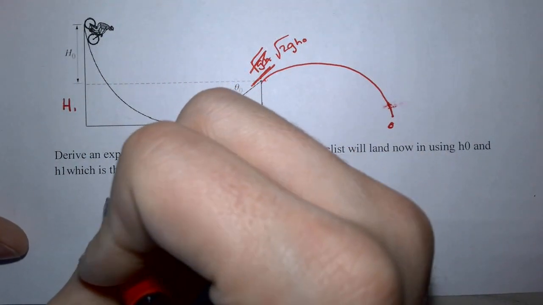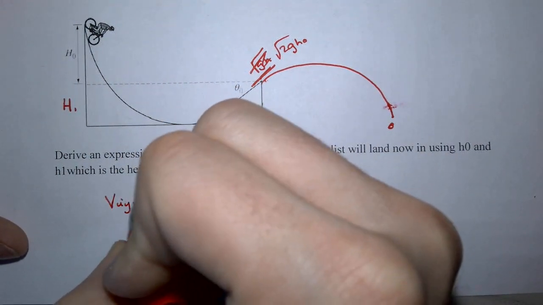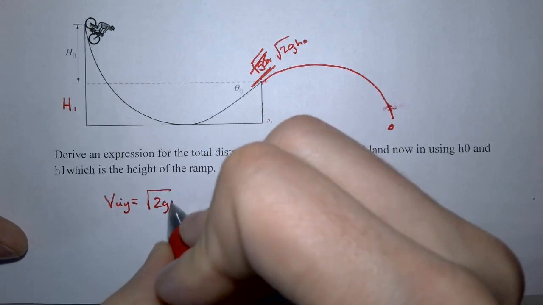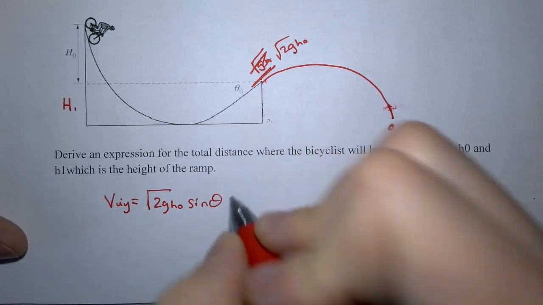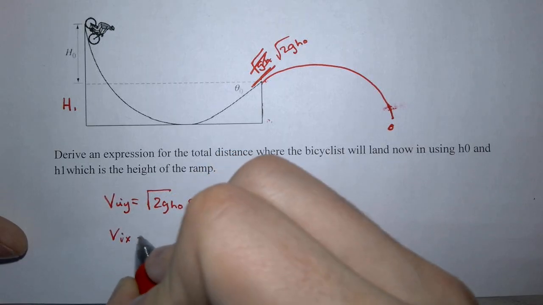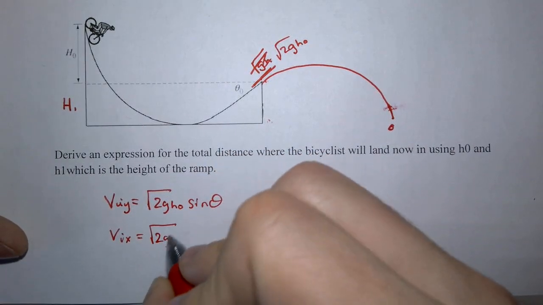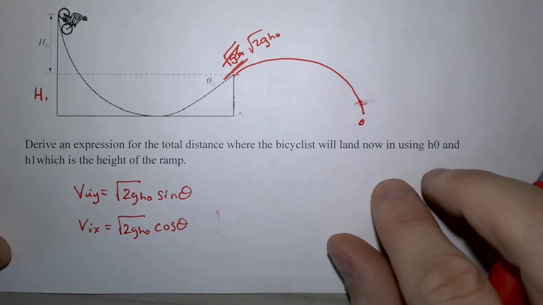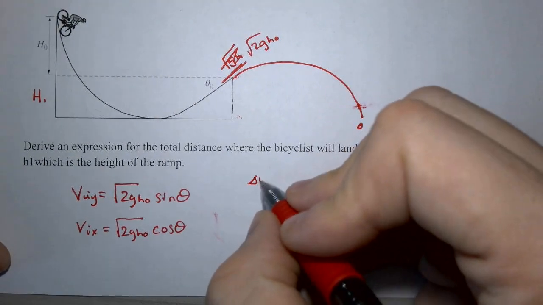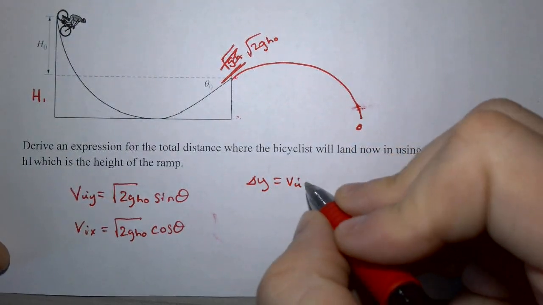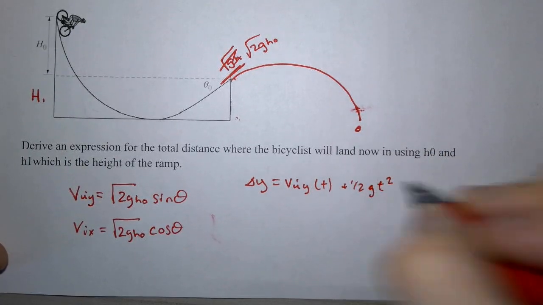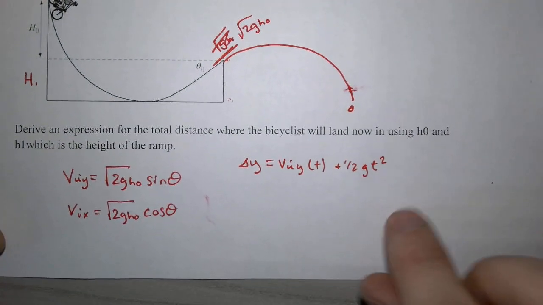So let's say that we have v_i for y is still going to be the same, because it's still going to be that square root of 2g h naught sine theta. V_i for x is still going to be the square root of 2g h naught cosine theta. All right. Now, delta y will equal v_i for y times time plus 1/2 g t squared. That's one option that we could do.